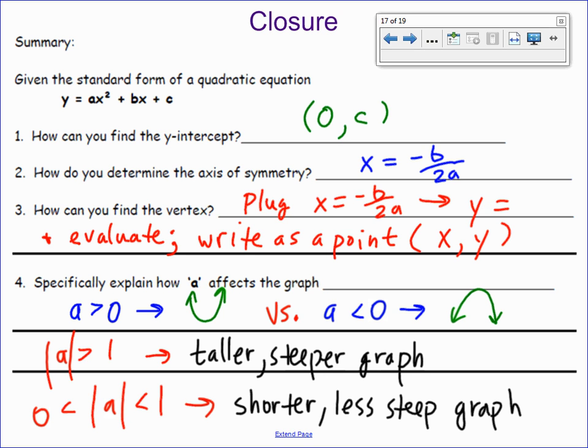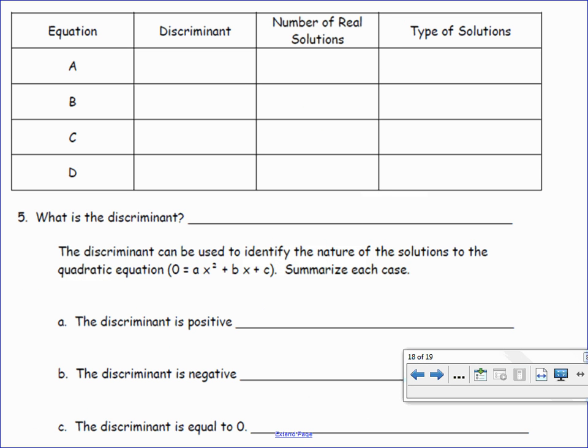Awesome. Now let's shift our discussion to that special quantity inside the radical, that discriminant, b squared minus 4ac. In the first equation we did, our discriminant was 64. Our number of real solutions, we had 2 real solutions, and they were real rational. That's one we did together. So 2 real rational when our discriminant was 64.